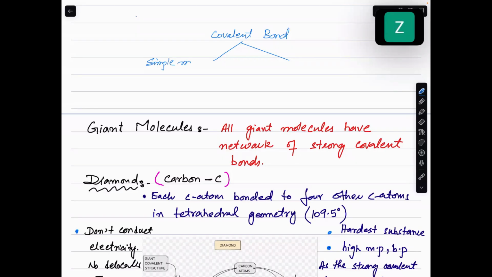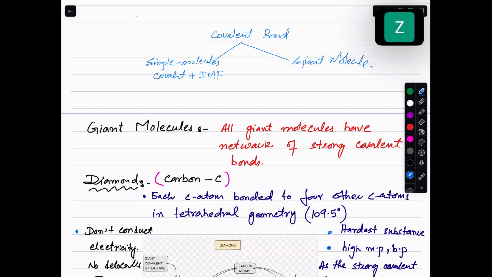Simple molecules and giant molecules. In simple molecule, there is covalent plus intermolecular forces. When the covalent bond breaks or forms, there would be a chemical change. And these intermolecular forces are linked to what? Physical.